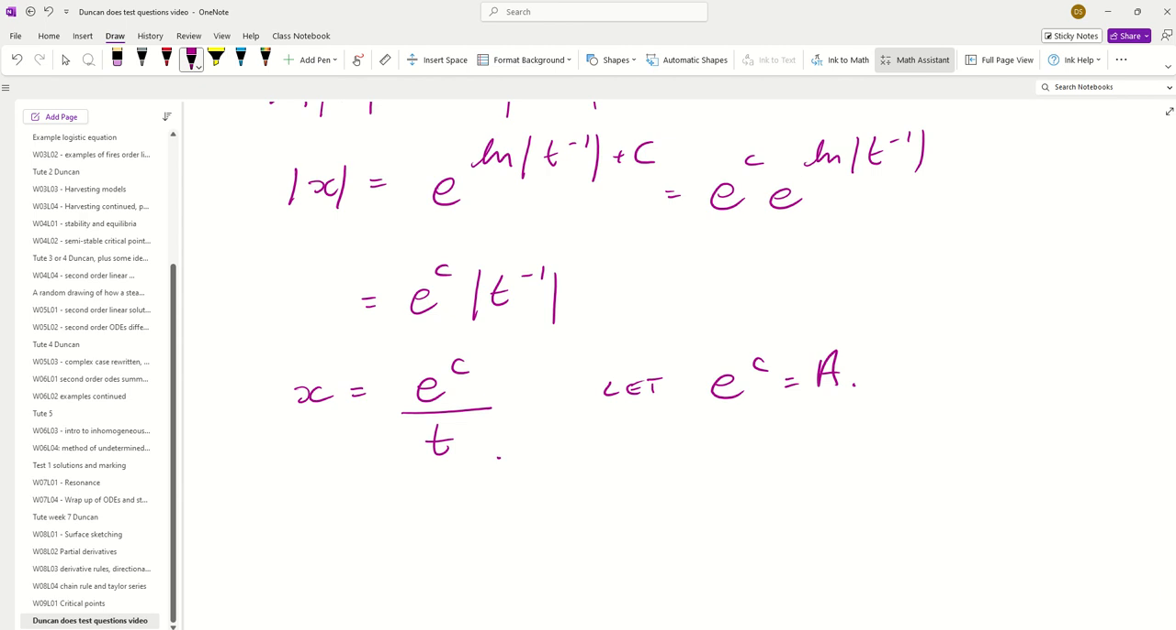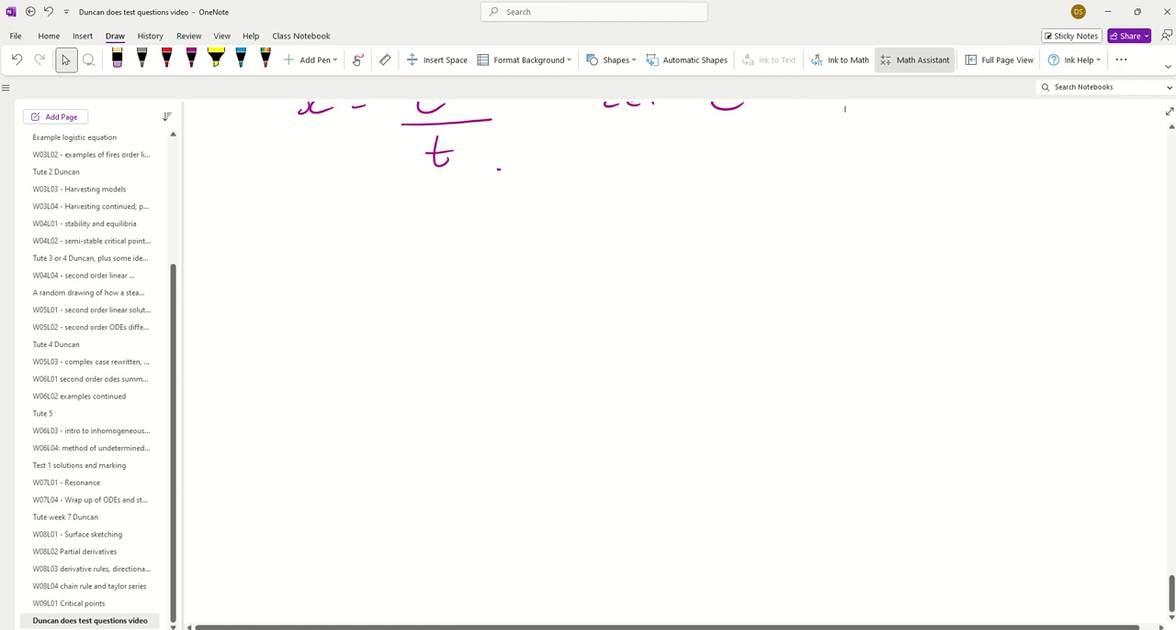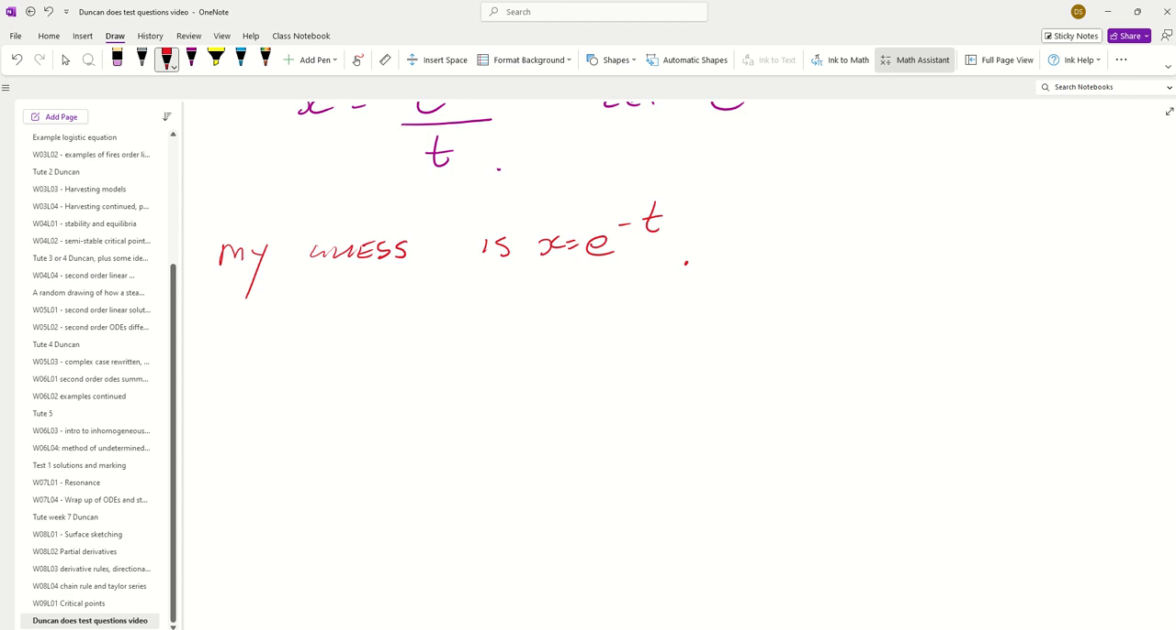All right, let's say in an alternate universe, x equals e to the negative t. It's a decaying function, so it's not unreasonable to guess this. It doesn't have a constant in it, it doesn't have a parameter in it, so it's a bit sketchy as a guess, but let's see.